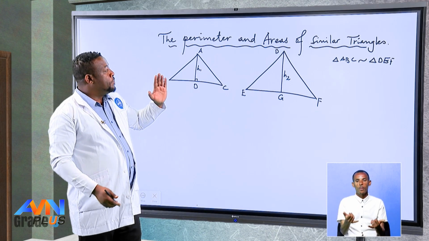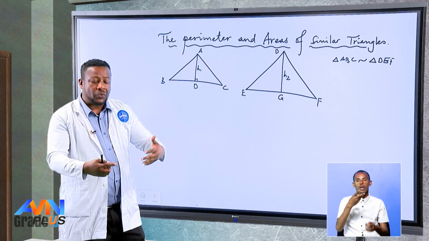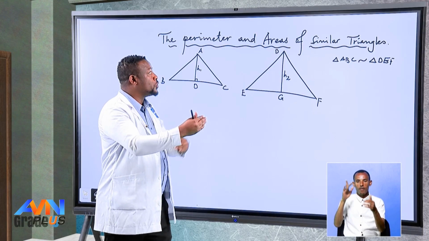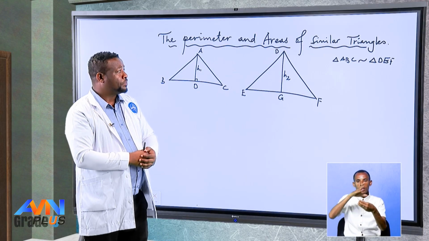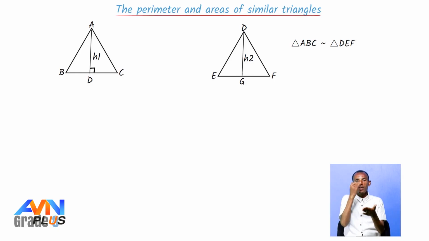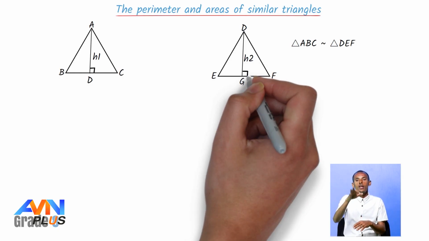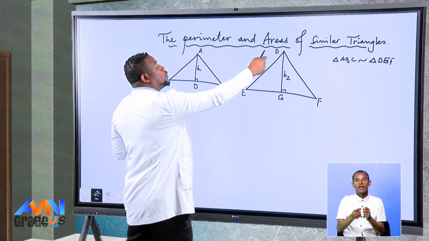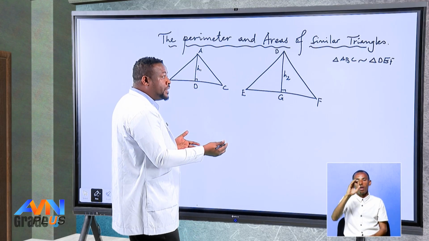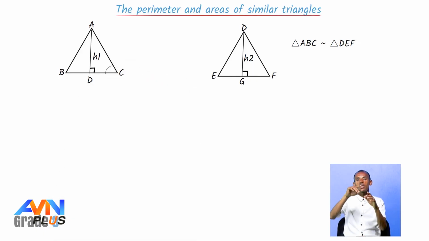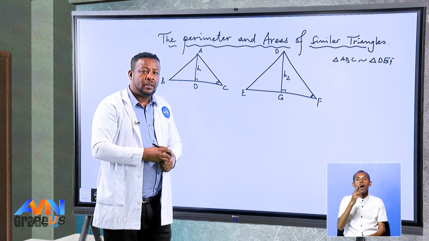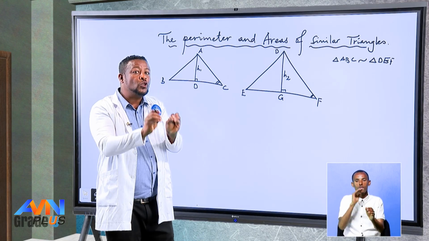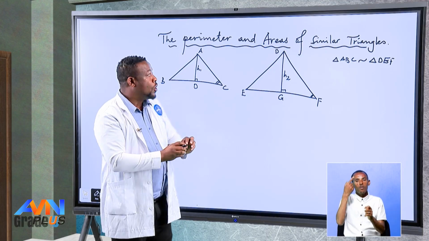Now, we will try to create a relationship between the altitudes and the sides first, then we proceed to the perimeters and areas. Here, if these are altitudes, they form 90 degrees, right? The other thing is triangle ABC is similar to triangle DEF. That means angle C and angle F are congruent because of the similarity of the two triangles. Now I need you to take two other triangles from these two figures, okay?